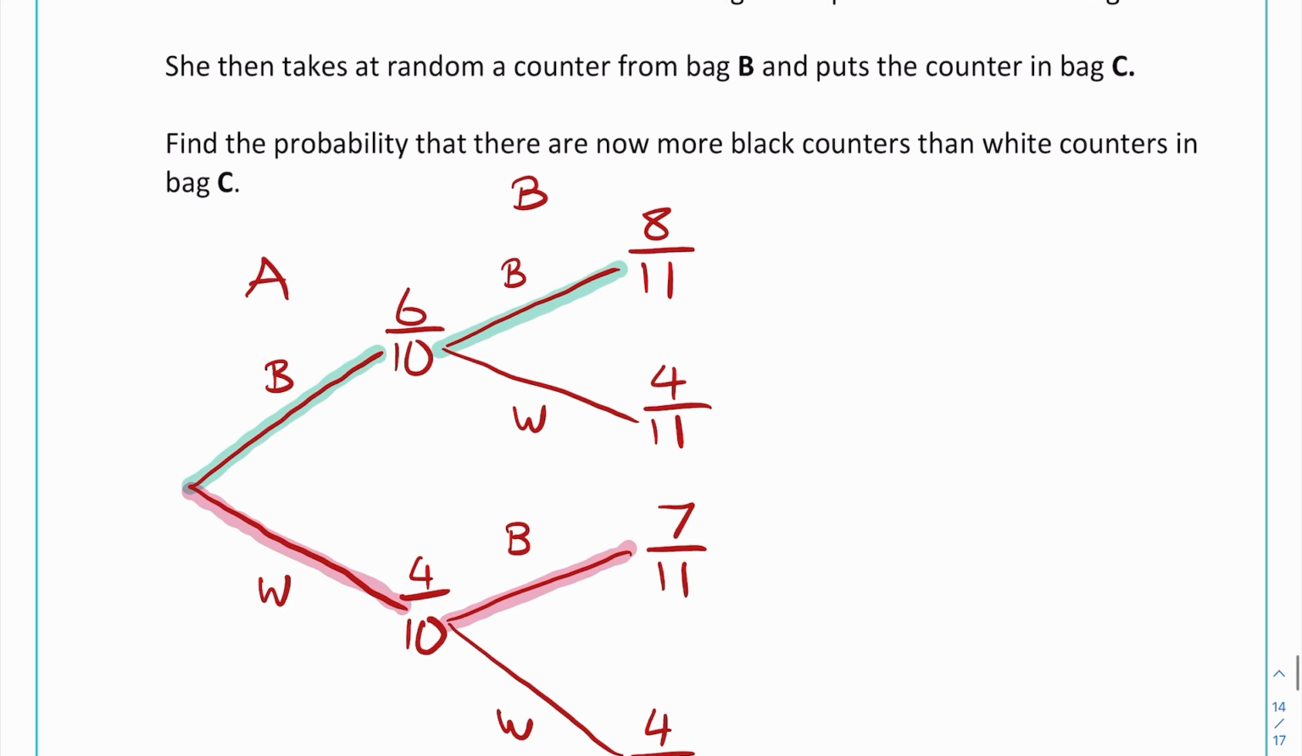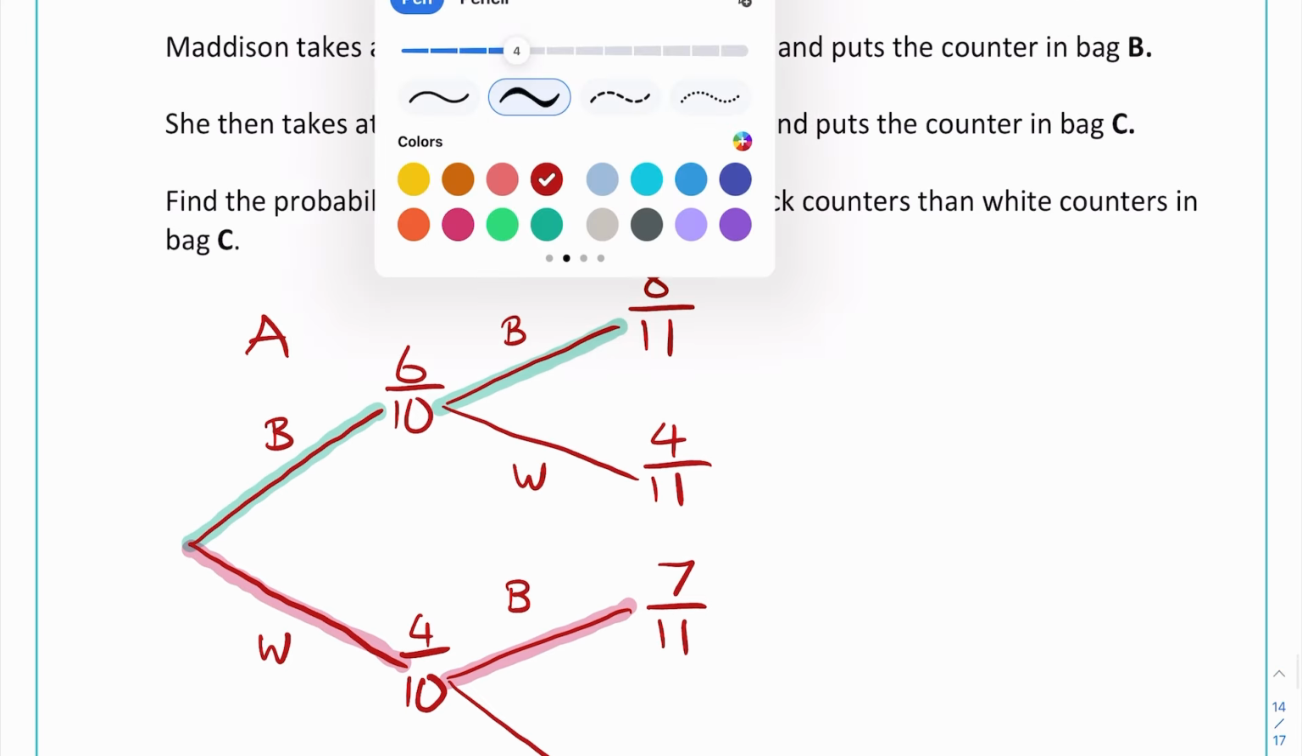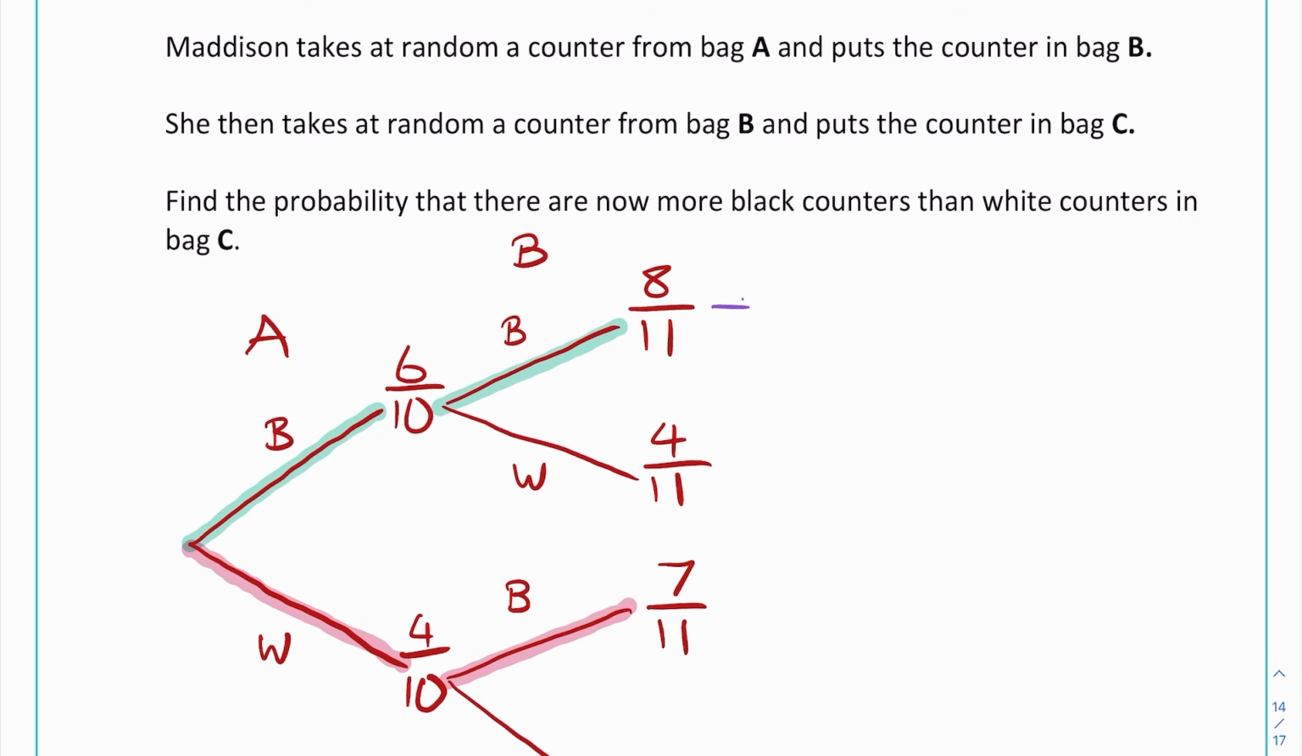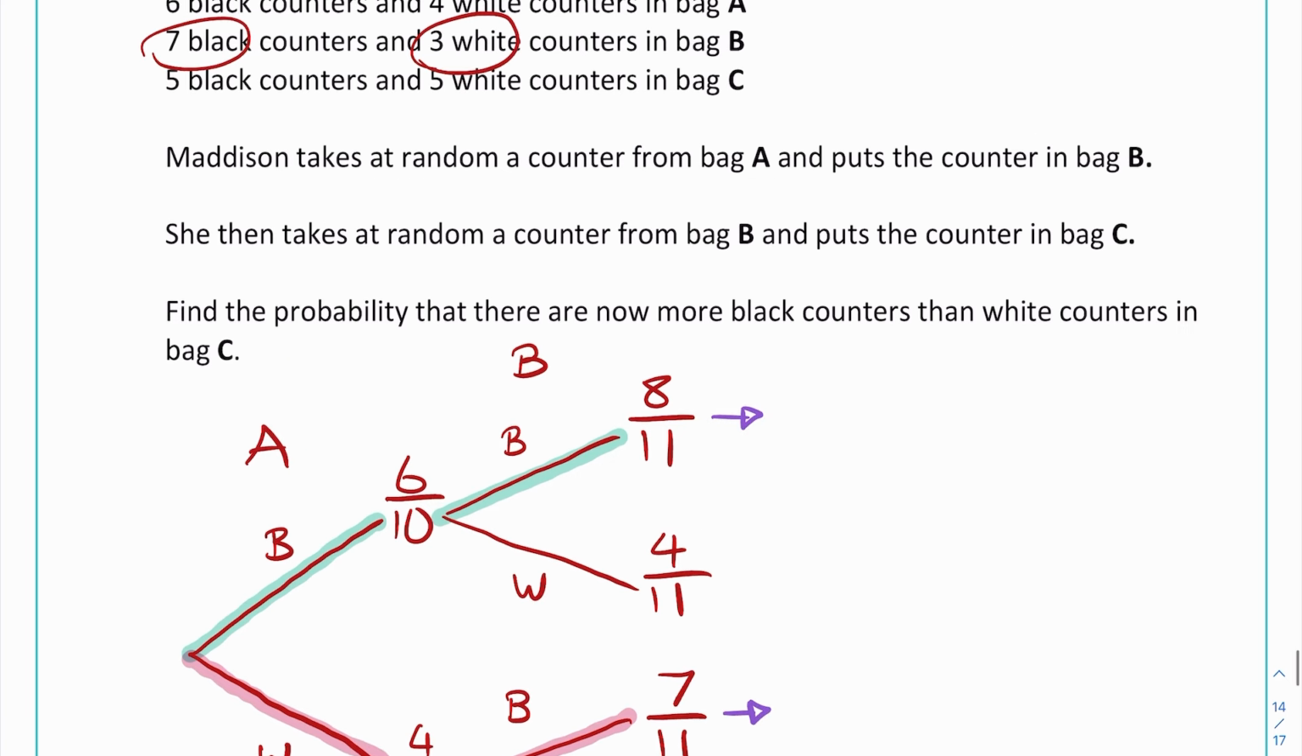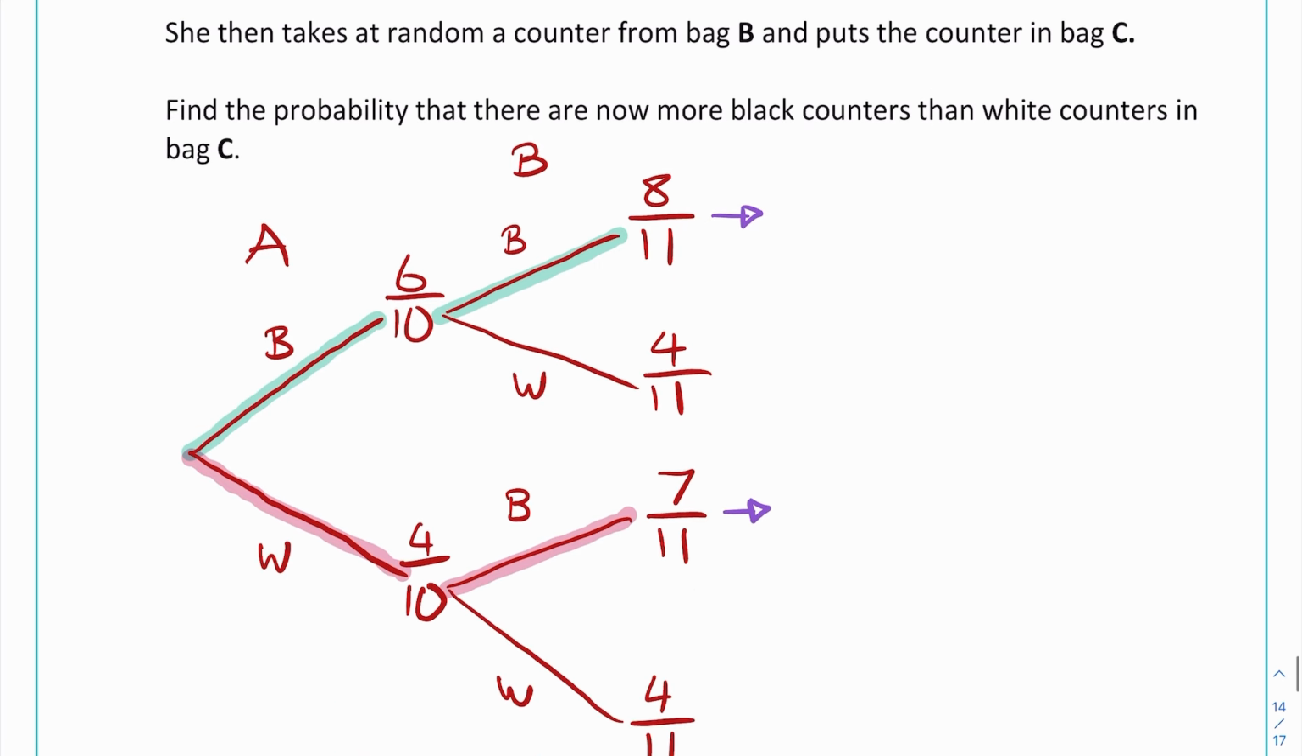Now we obviously didn't need to complete the tree there because we actually only care about these roots where we get a black counter from bag B, so that a black counter is added into bag C, which would mean that there would be more black counters than white counters. So we just need to work out these 2 roots. So for this one, we would do 6 over 10 multiplied by 8 over 11. And for the bottom one, we would do 4 over 10 multiplied by 7 over 11.